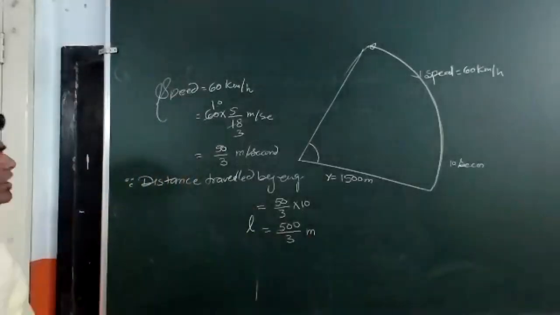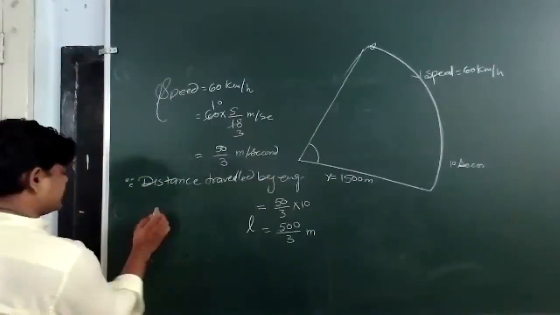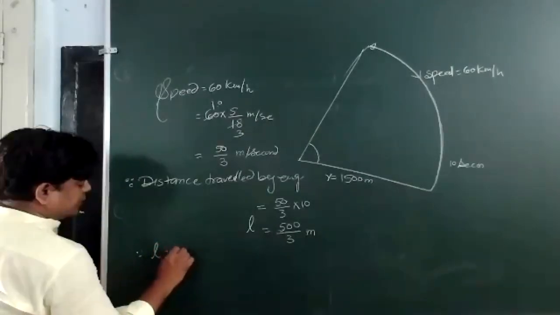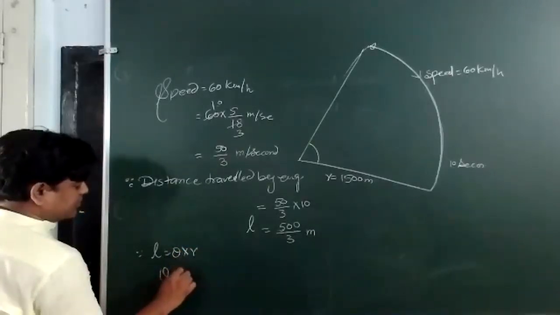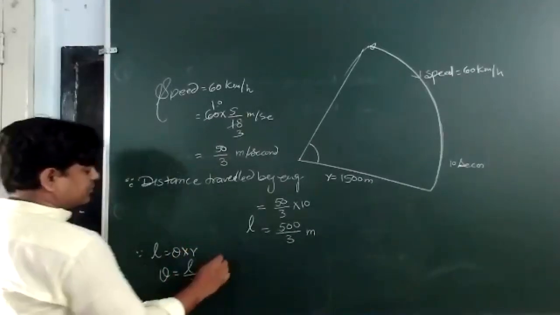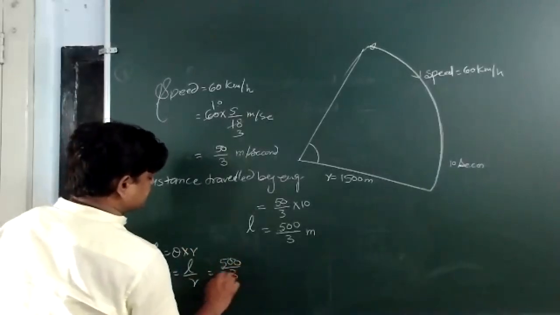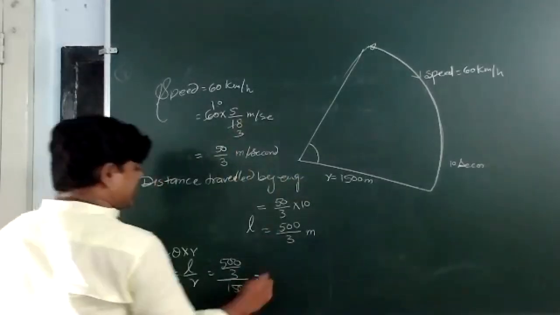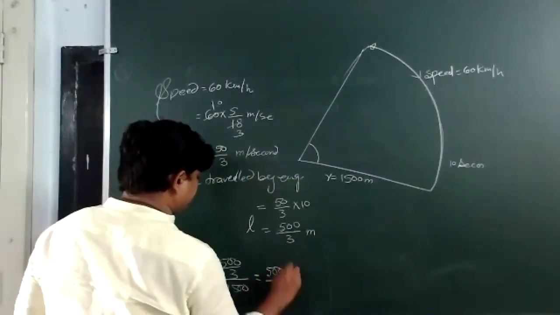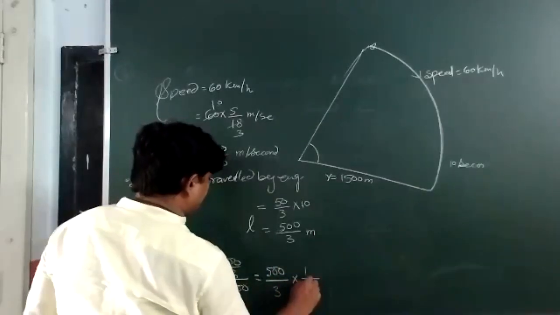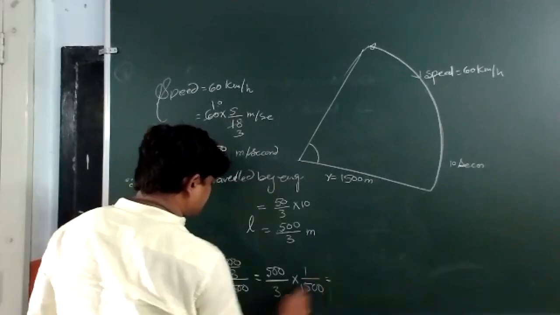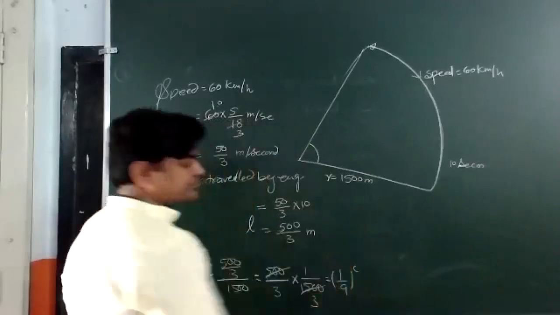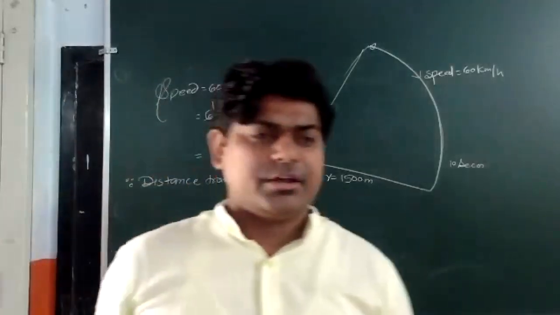Yes, it's okay. Now, earlier what I told you, L is equal to theta into R. So theta would be L upon R, and that is 500 upon 3, and whole upon R is 1500. When I simplify, it is written as 500 upon 3 into 1 upon 1500, and that is 1 upon 9 radian. 1 upon 9 radian.